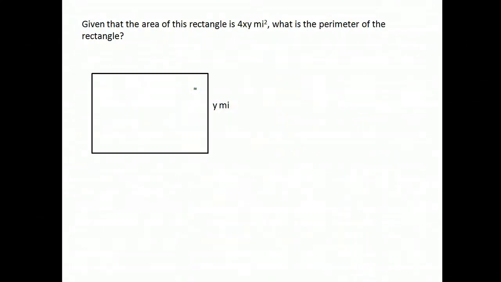Right, here's another application of area. Given the area of the rectangle is 4xy miles squared, what is the perimeter of the rectangle? Okay, well, that's kind of a crazy question. First of all, they told us the area of the rectangle is 4xy.